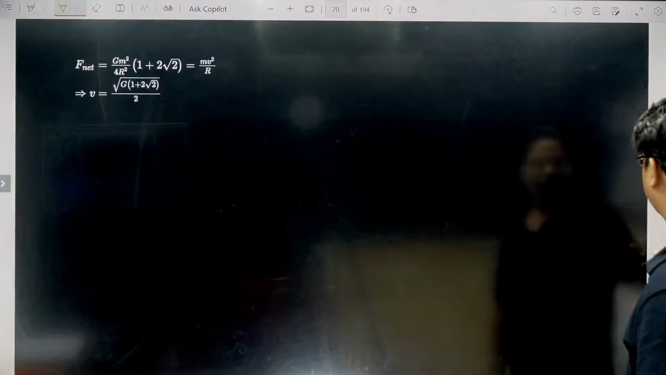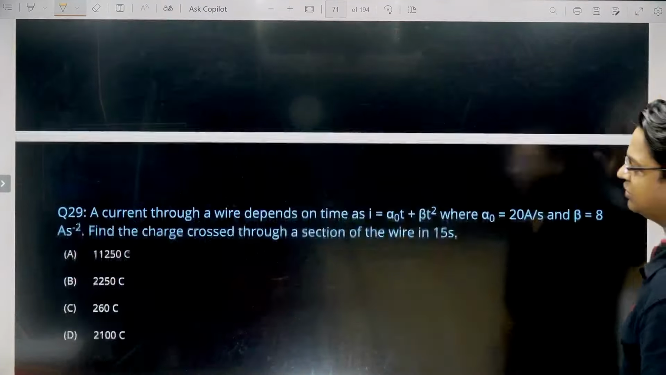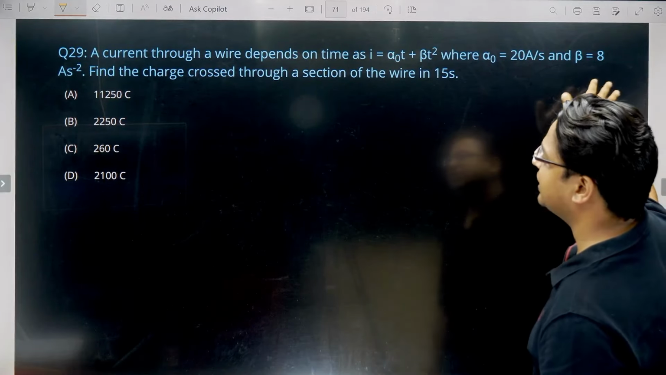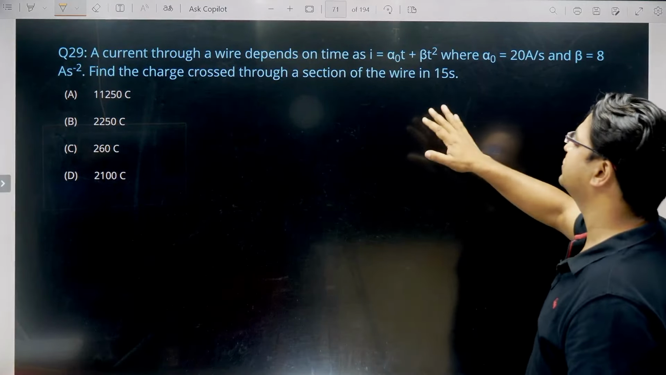We'll now get to the next question. Question number 29 of the paper, which would be the 4th question of the physics section. This question says a current through a wire depends on time, so I as a function of time has been given here. Alpha naught is given, beta is given. We have to find the charge crossed through the cross section of the wire.